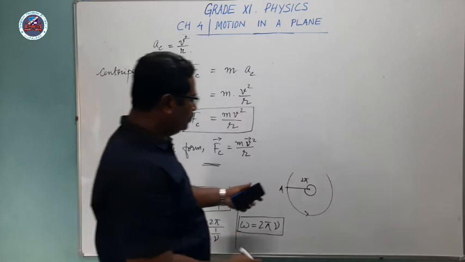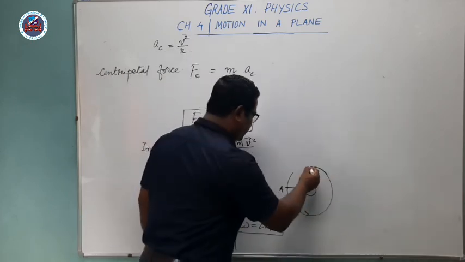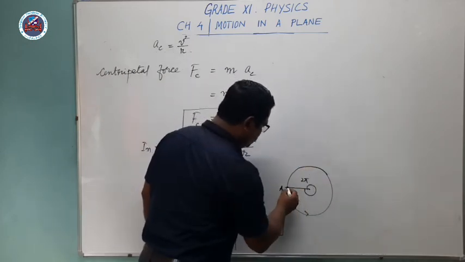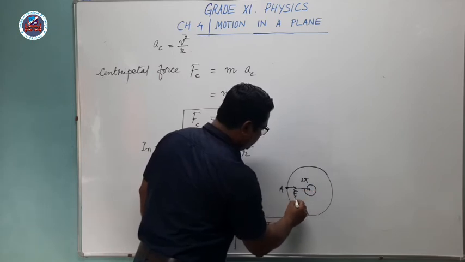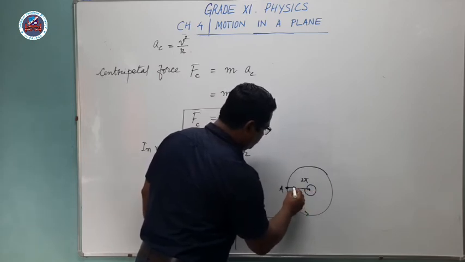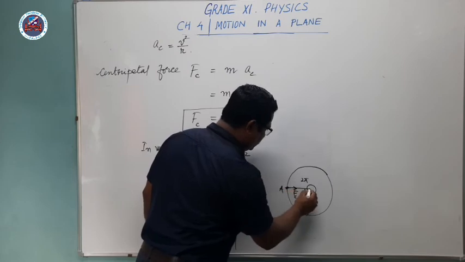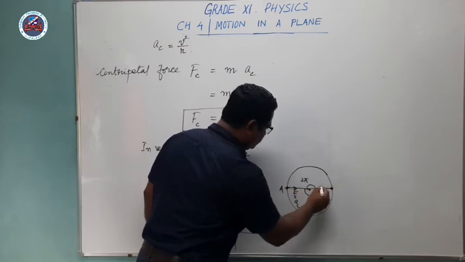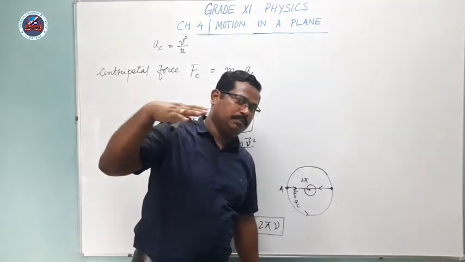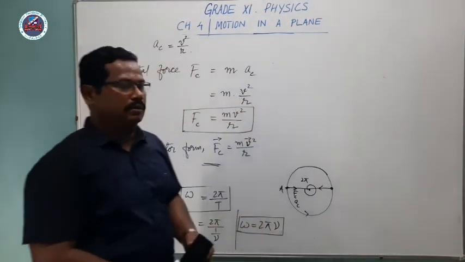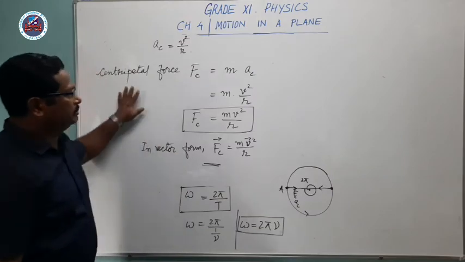Now when a body is moving in a circular path, where does the force exist? Suppose this is the position of the body. Centripetal force and centripetal acceleration will be directed towards the center of the circular path. a_c also will point from the body towards the center. If the body is here, it will point towards the center this side. So centripetal force and centripetal acceleration both will point towards the center of the circular path. These are the terms that we'll be using.